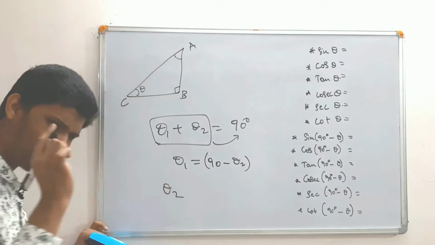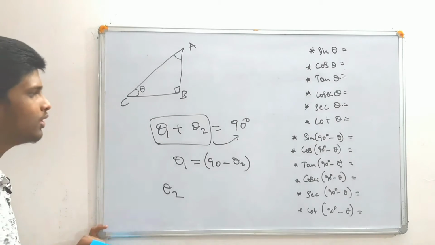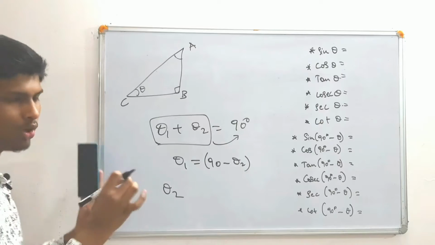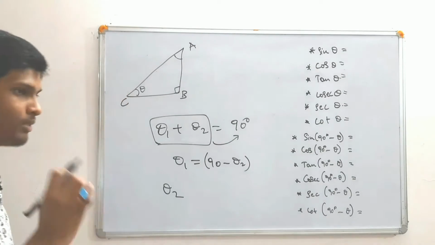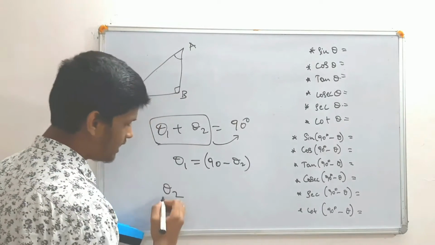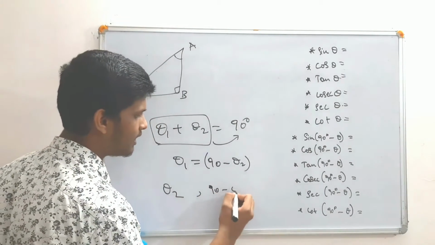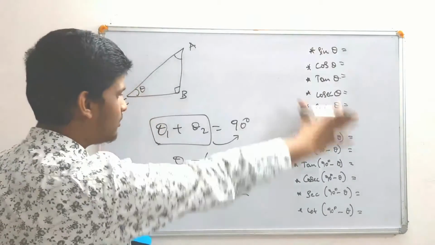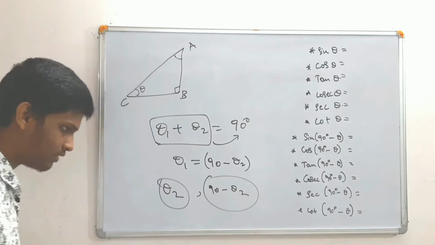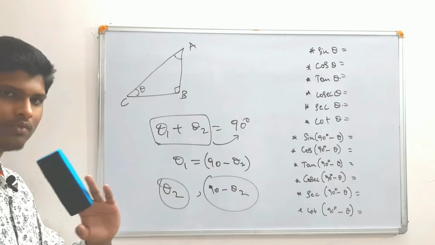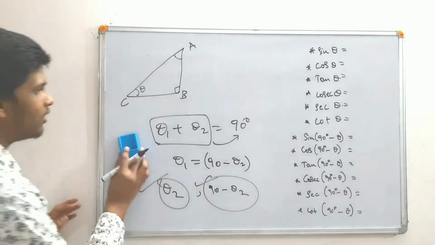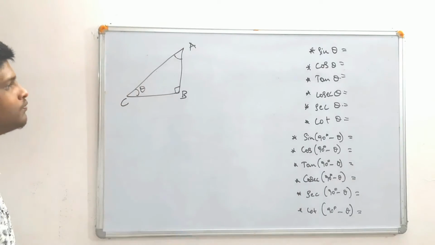If you want to express both in only one variable, you don't need the other variable. We have two variable angles here, but we want to say both with respect to one angle only. Then you can say that one angle is theta and the other angle is 90 minus theta. So both sum to 90 degrees, and we can call these both complementary angles. Now let's get into the main concept.